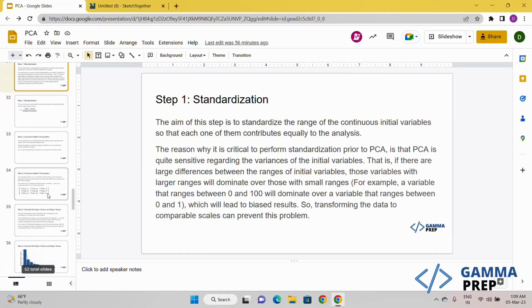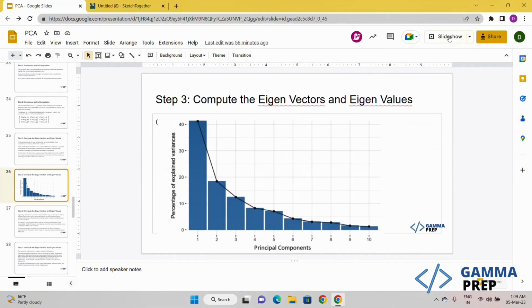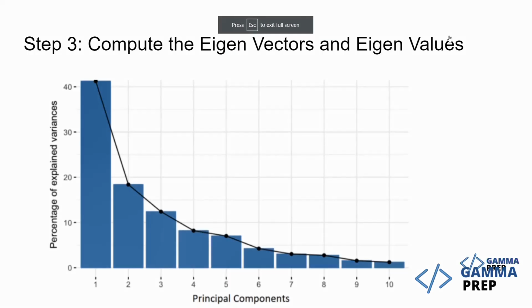Okay, so let's say we have 10 features like this, and we know that the first principal component stores 40% information of the data. The second principal component stores less than that, obviously, which is around 18%. The third principal component stores around 12%. The fourth one stores around, let's say, 8%. And the next one stores around maybe 7%.